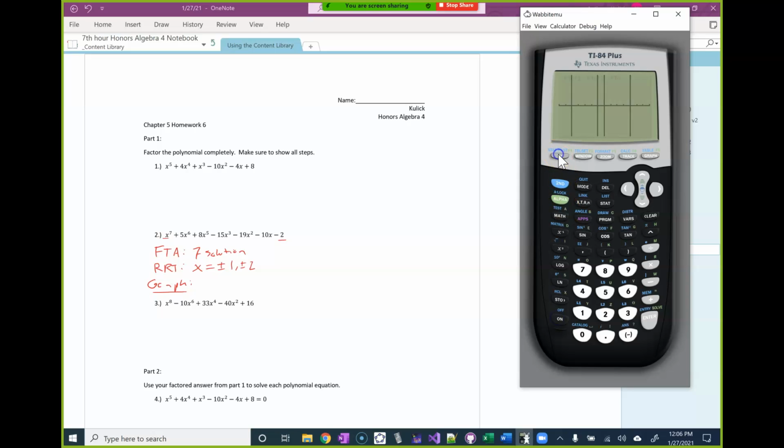So I'm going to type in this polynomial exactly as it's written.